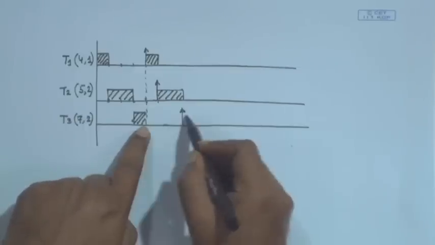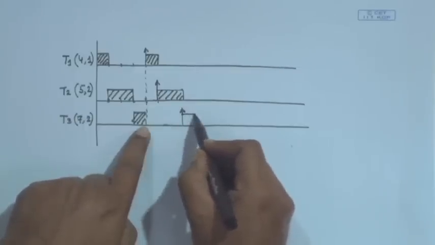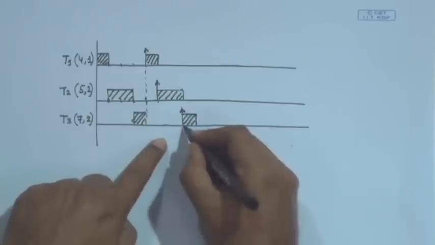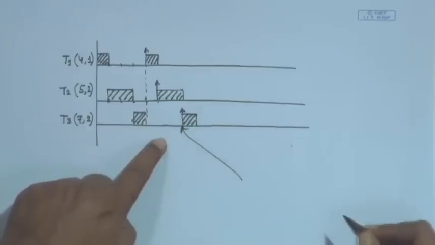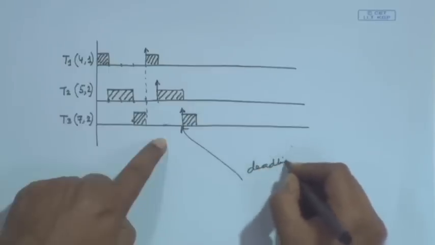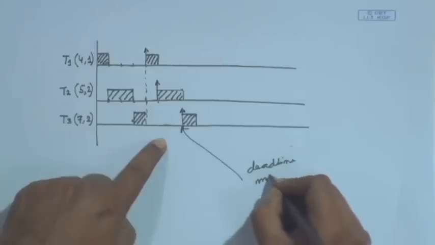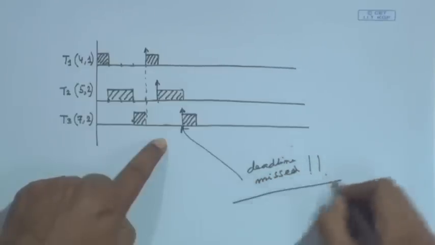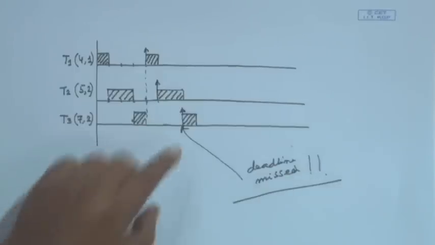And this task can only come here, and that means what? This task has missed the deadline. Right? So, the deadline has been missed.